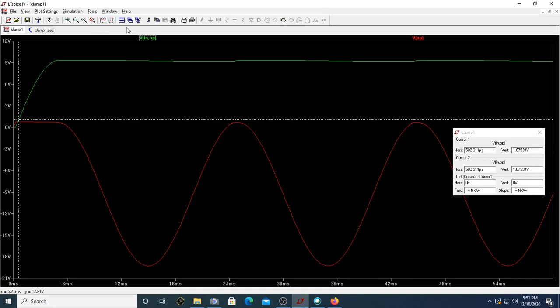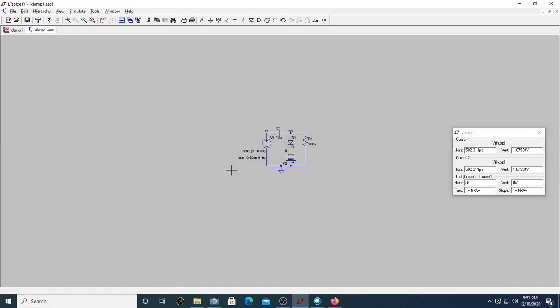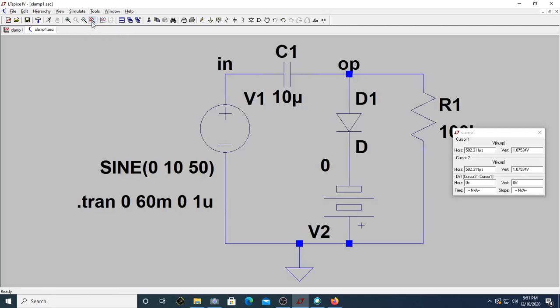Let me go back here. Okay, I will reverse the diode. F7, I will hold it. Control R twice. I will connect it here. Let me make this also reversed. I will make it F7 again, Control R twice. This is rotated. Let me make it 4 volt. So now it should clamp the negative peak to 3.4 volts. Let me save it and run.